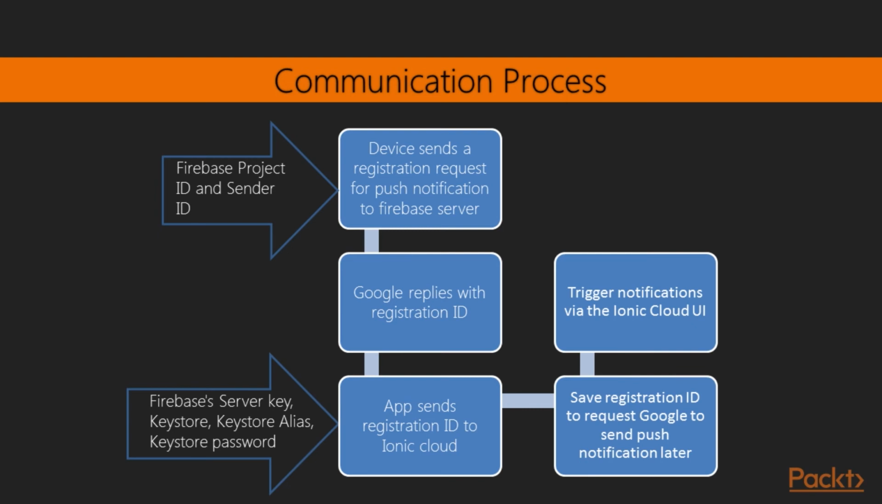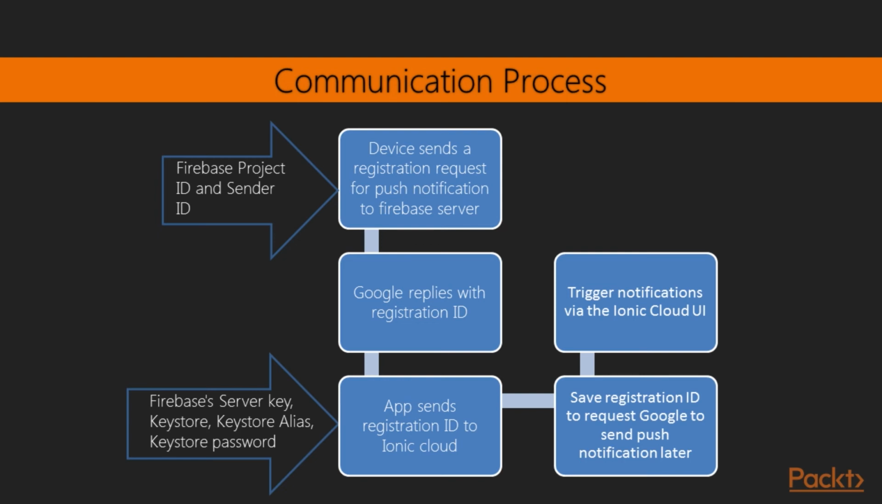At a high level, this is the communication process behind the scenes. Your device sends a registration request for push notification to Google's Firebase server. Your device's app must have Firebase Project ID, Firebase Sender ID. So Google will reply with the registration ID, which is the same as the push token from the Ionic Push object. Your app will send the registration ID to Ionic Cloud or any push provider server. This process is behind the scenes because Ionic Cloud Angular calls Ionic Cloud APIs to execute.